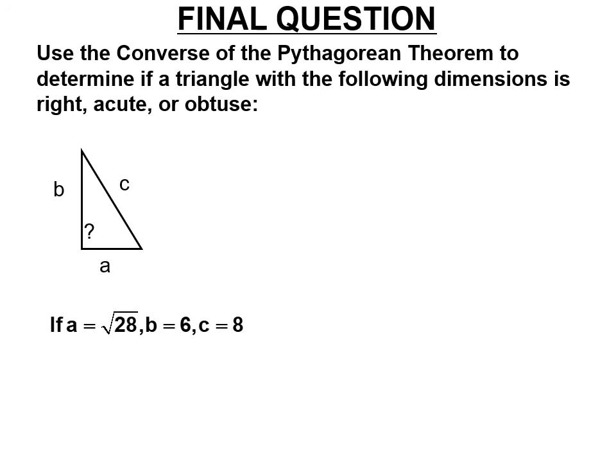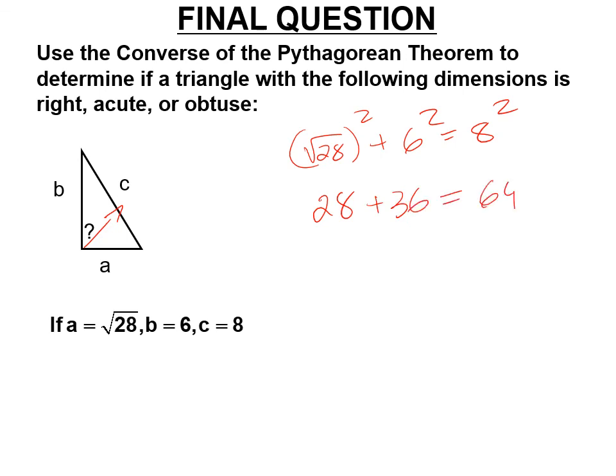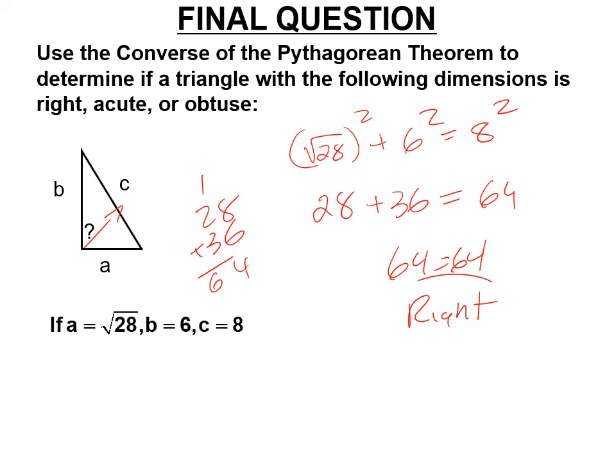Final question. All right, once again, we're going to use the converse or the reverse of the Pythagorean theorem. So again, there's the traditional ABC, where the legs are A and B. So we're going to square the square root of 28. We're going to square 6, and that has to add up to C, which is 8 squared. Square root of 28 squared is 28. 6 squared is 36, and 8 squared is 64. 28 plus 36 is 64, so 64 equals 64. Yep, this has to be a right triangle with those legs.